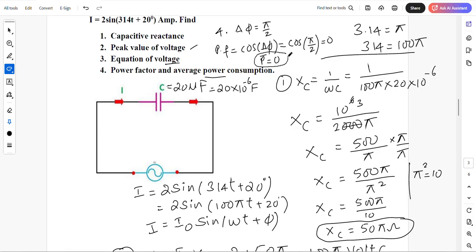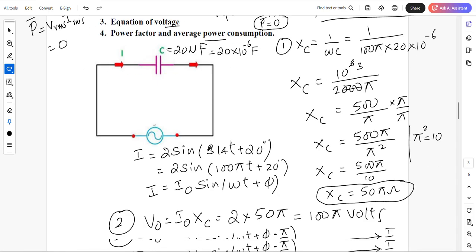Power consumption by a pure capacitor is what? 0. Because we know that average power consumption is nothing but VRMS into IRMS into cos of delta phi. Since cos of delta phi is 0, average power consumption will be 0. Hope you understood this sum. We'll go to the next sum.